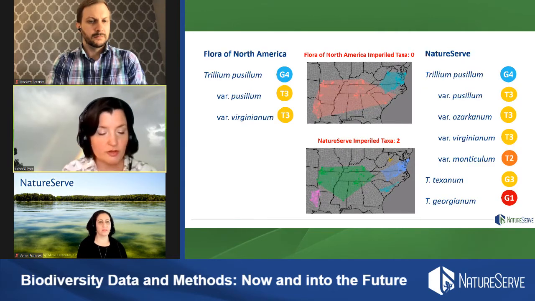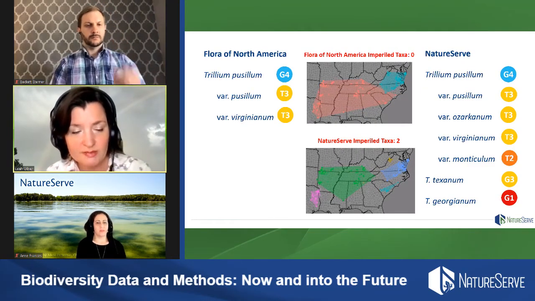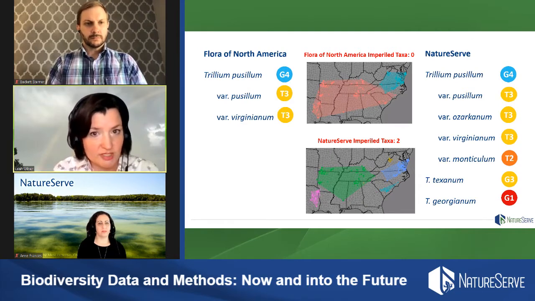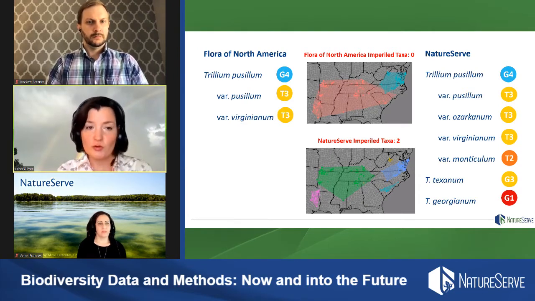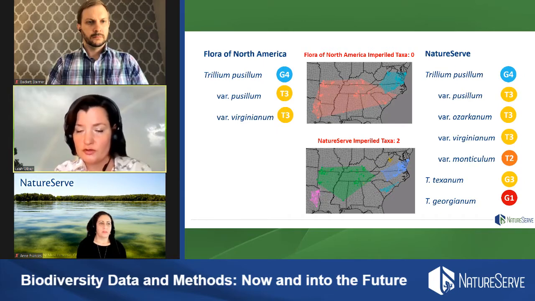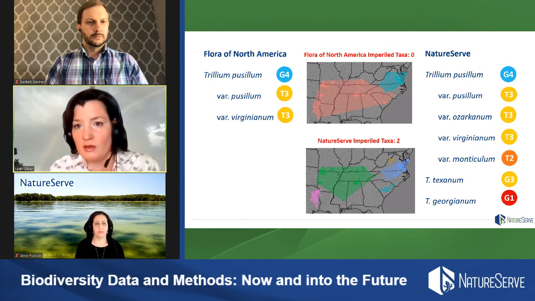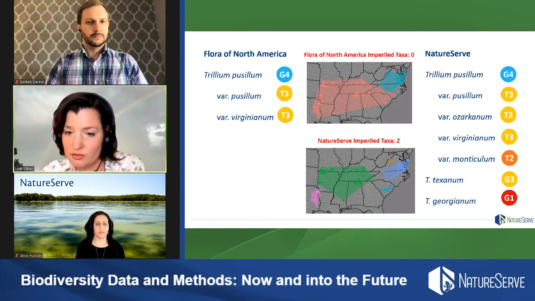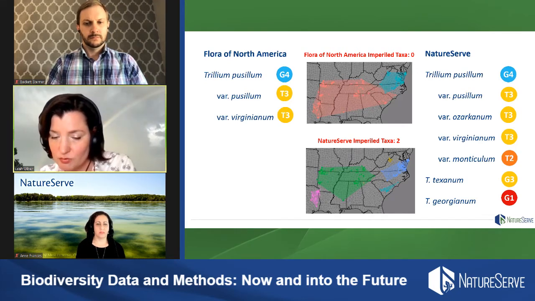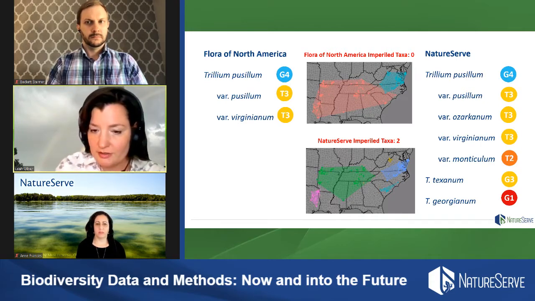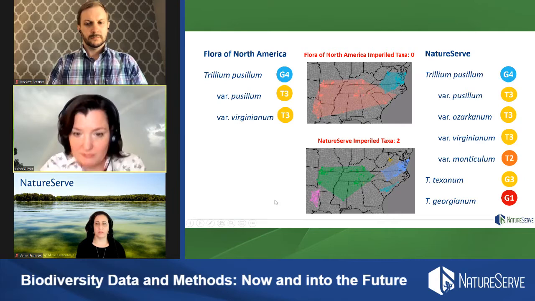Okay. So we took those two metrics from these maps and the relationships, and we used the rank calculator to rank each of these species under different treatments. So Flora of North America is on the left and NatureServe's treatment is on the right. And you'll see that Flora of North America produced zero imperiled taxa, whereas in NatureServe's treatment, there are two different taxa that are considered imperiled, variety Monticulum and Georgianum.